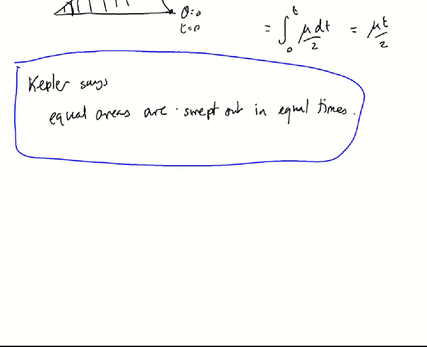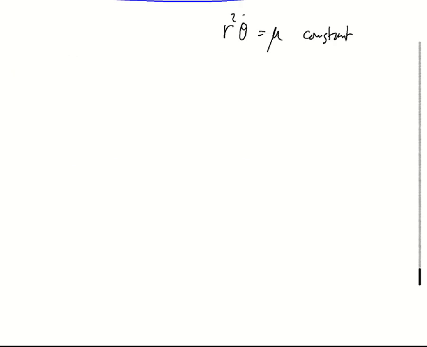So now, what I want to do is, I've got a conserved quantity, and that is that r squared theta dot is equal to mu, a constant. And of course, in another Newtonian system, there is another constant, and that would be the constant of energy. So the energy is kinetic energy plus potential.